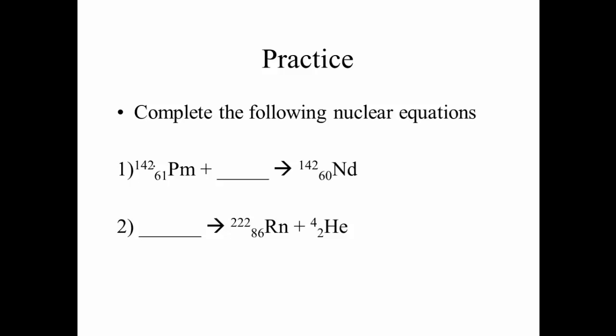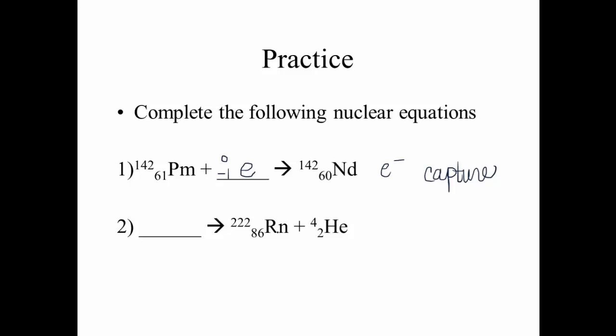Element Pm with a 142 becomes element Nd with a 142, so the top number didn't change, so it gets a 0. And then we ask ourselves, 61 plus what is going to give me 60 on the other side? It has to be a negative 1. So 0, negative 1 is an e. That's an electron. Okay? So this would be electron capture.